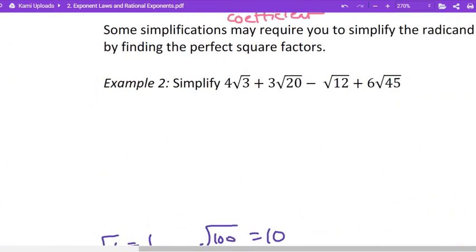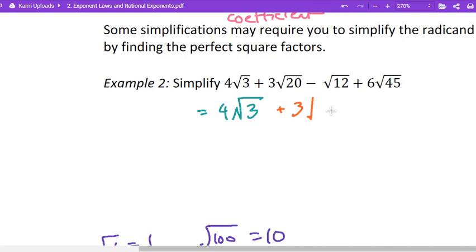Okay, so first thing I notice in example 2 is that all the radicands are different. So I can't combine them because they are not like terms. But I wonder if I can make some of them like terms. So let's see, do any of these have factors? Oh yeah. So 4 root 3 cannot be changed, right? Because 3 is a prime number. But 3 root 20 can be broken down.